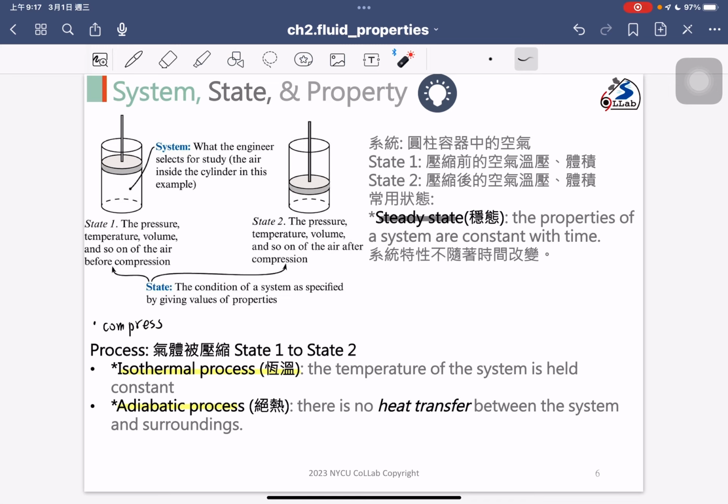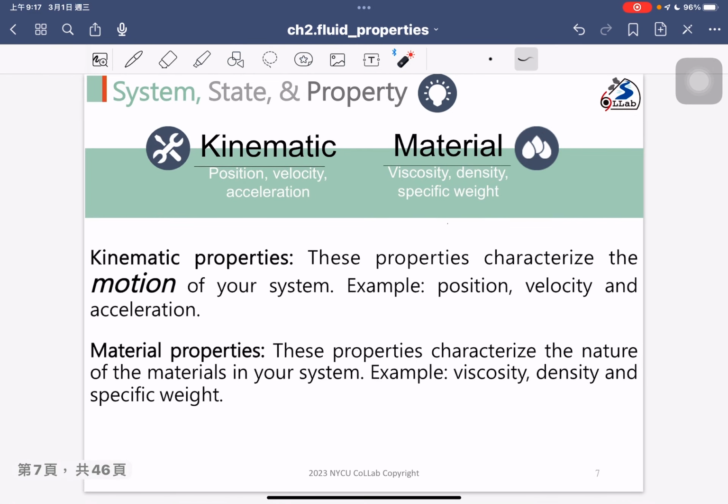I try to use two slides and explain the reason why we should describe the system and the state before we solve the problems. Okay, so what are the properties we have in fluid mechanics? Totally we can separate the properties into two parts, the kinematic part and the material, the natural material part.